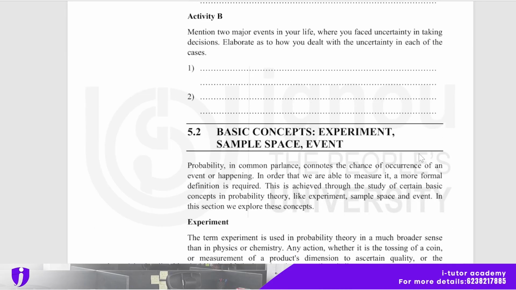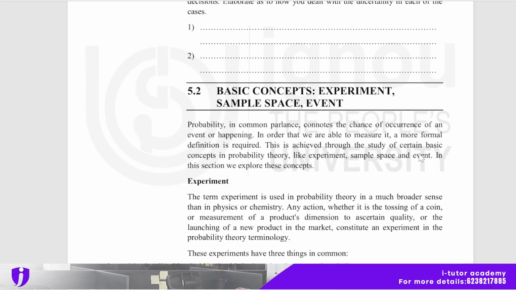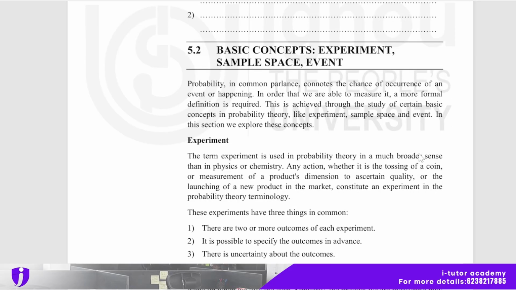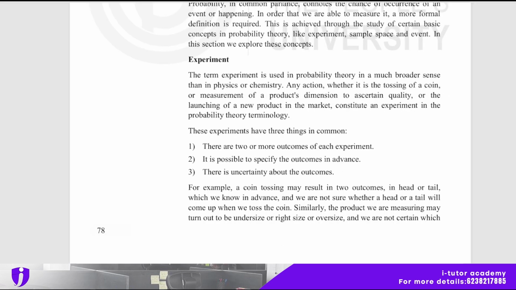Probability in common parlance connotes the chance of occurrence of an event or happening. In order that we are able to measure it, a more formal definition is required. This is achieved through the study of certain basic concepts in probability theory like experiment, sample space and event. In this section we explore these concepts. Experiment: the term experiment is used in probability theory in a much broader sense than in physics or chemistry. Any action, whether it is the tossing of a coin or measurement of a product dimension to check quality or the launching of a new product in the market, constitutes an experiment in probability theory terminology.